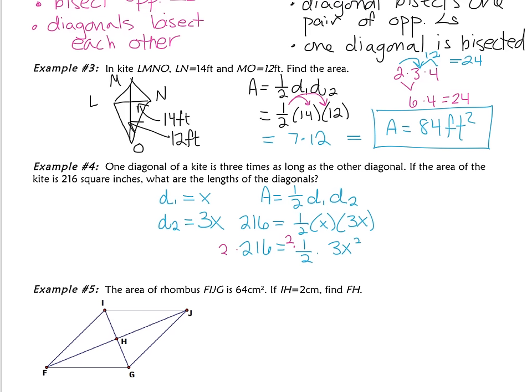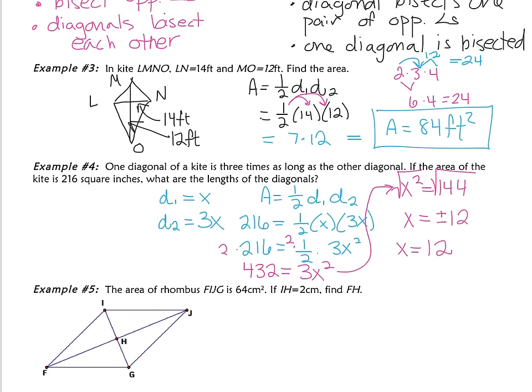But remember, if you're doing this without a calculator, dividing by 1.5 becomes a lot more difficult than dividing by 3. So 2 times 216 gives me 432 equals 3x squared. I'm going to divide both sides by 3, and I get x squared is equal to 144. Square root both sides to get rid of the x squared, and we get x equals plus or minus 12. Because x represents a length, we don't want the negative value, so it's 12.